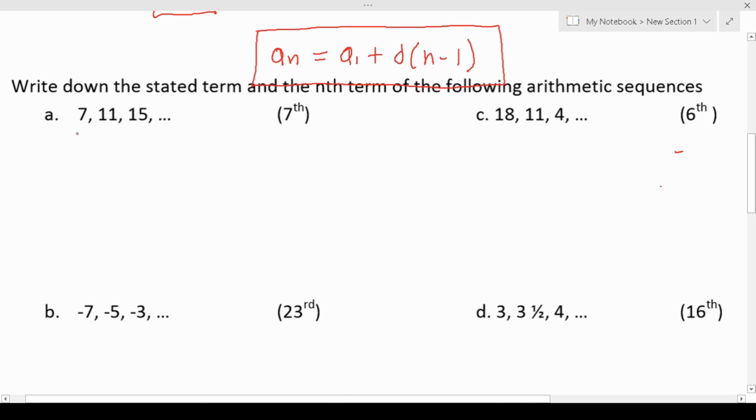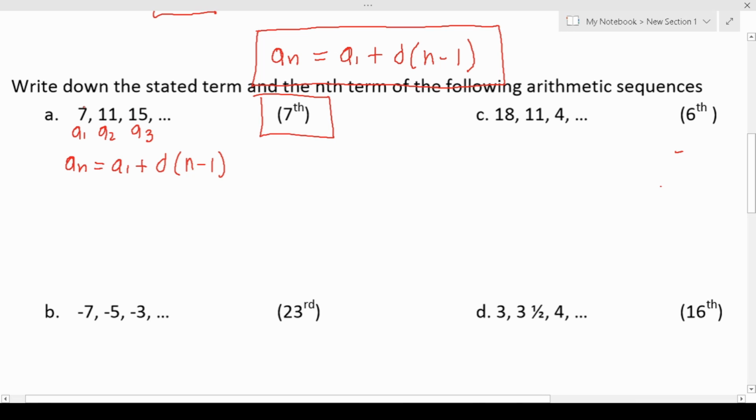For A, let me go ahead and label what we have. We have a sub 1, a sub 2, a sub 3. And we're being asked, as you can see, to find the 7th term. So that looks like this. Again, we're going to use this formula. a sub n equals a sub 1 plus the common difference times n minus 1. We know what a sub 1 is. It's 7. We know that we're going to be finding the 7th term, so n is going to be 7. That said, the one thing we do need to figure out is the common difference.